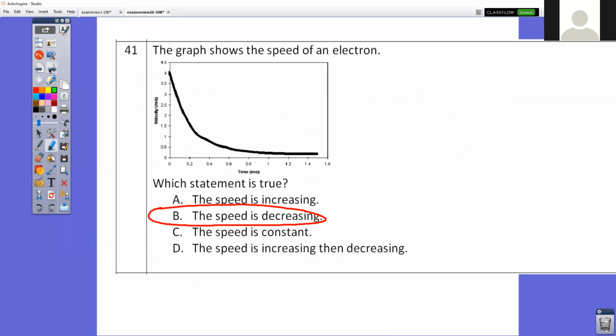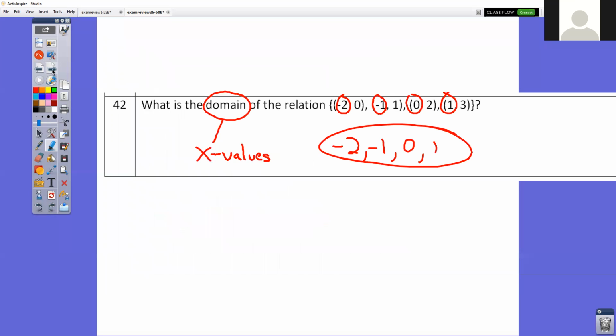In question number 41, when you take a look at the graph going from left to right, the graph is clearly going down. Since it's going down, it is decreasing, choice B.